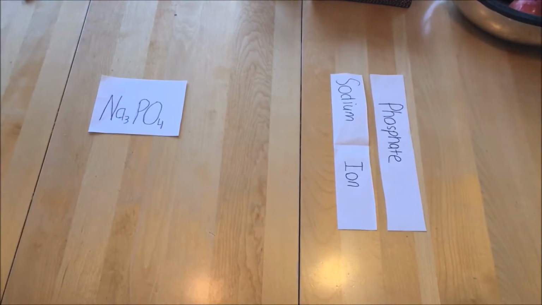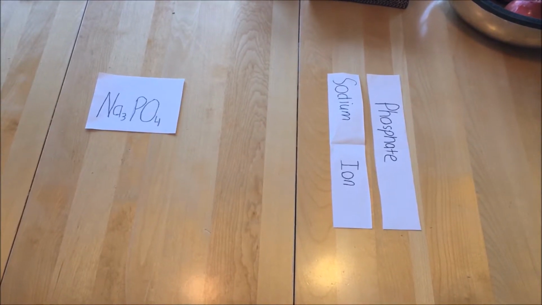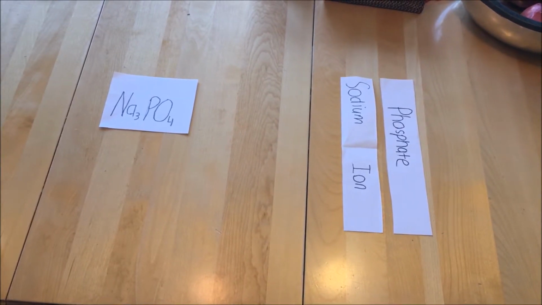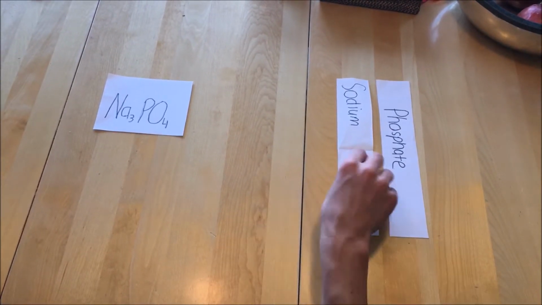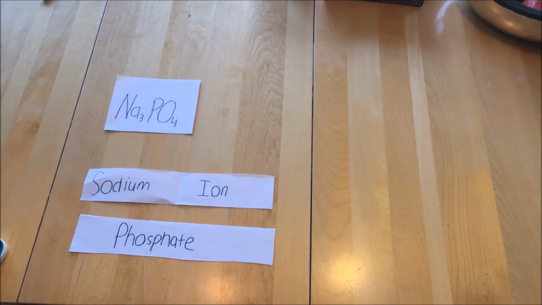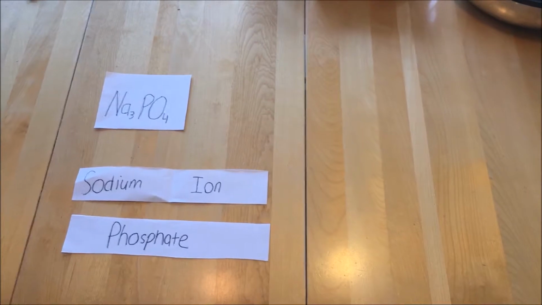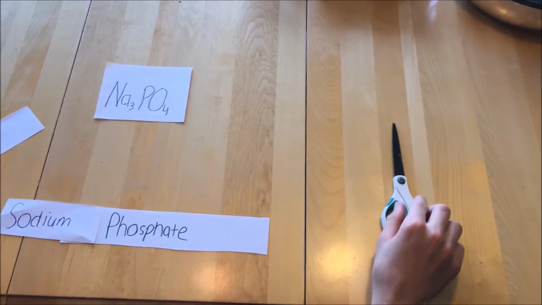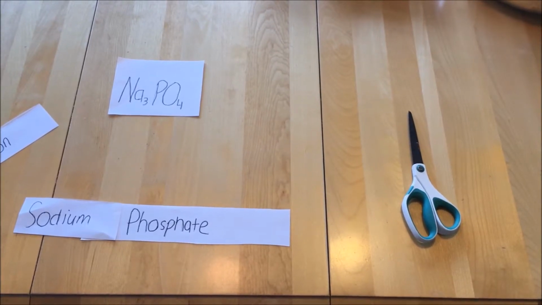Here is an example of an ionic compound between a metal and a polyatomic ion. This compound is made up of a sodium ion and phosphate. When naming this type, state the cation first, then state the entire name of the polyatomic ion.